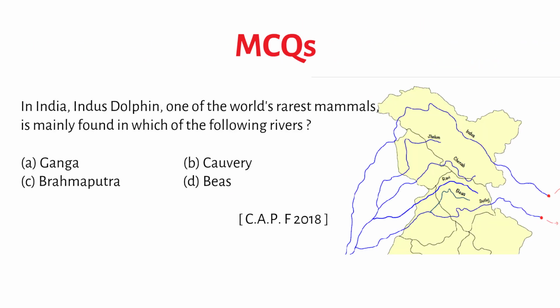Next question. In India, Indus dolphin, one of the world's rarest mammals, is found in which one of the following rivers? So in the question itself, you have been given Indus dolphin. So it will be found either in Indus River or one of the tributaries of Indus River. So among the options, Beas is the only tributary of Indus River drainage system. So answer will be option number D. This question was asked in CAPF 2018.